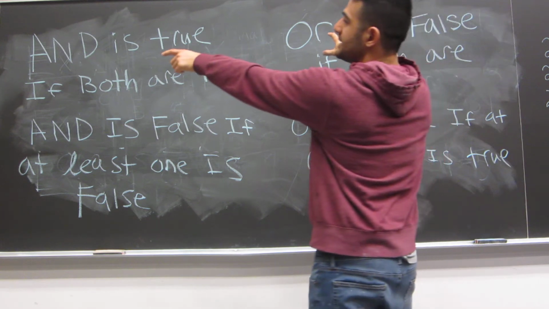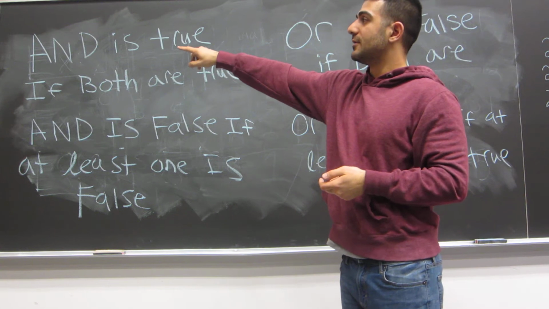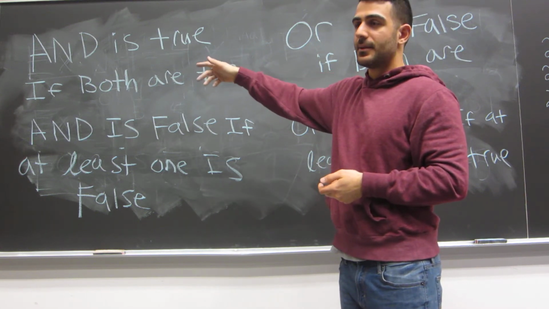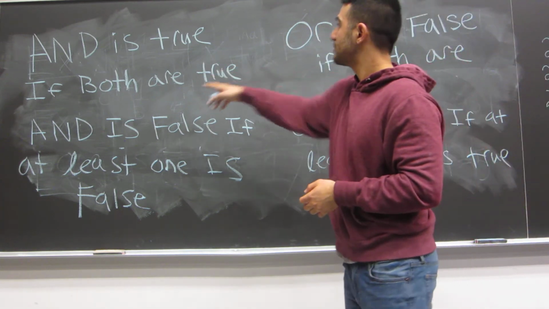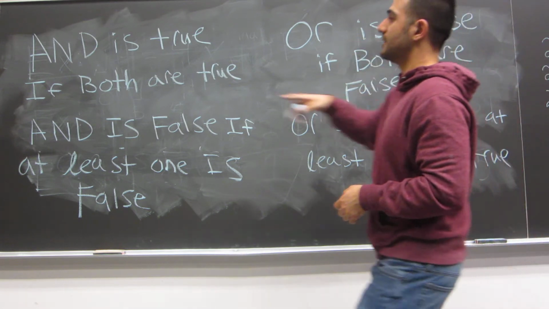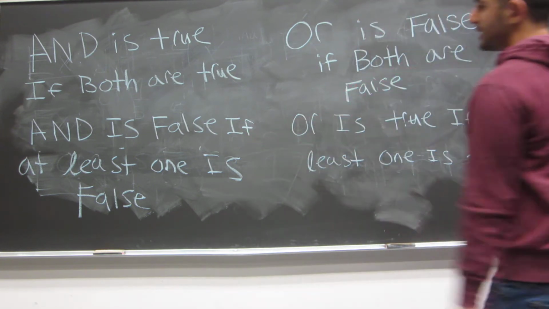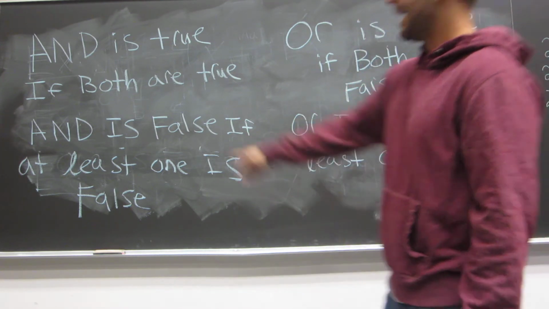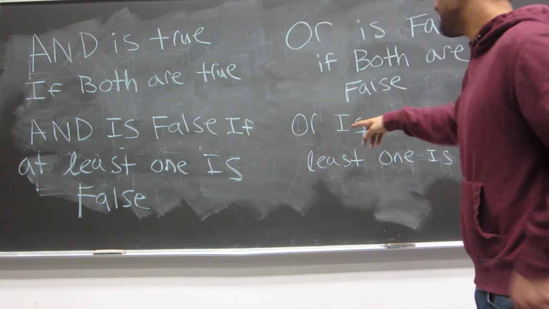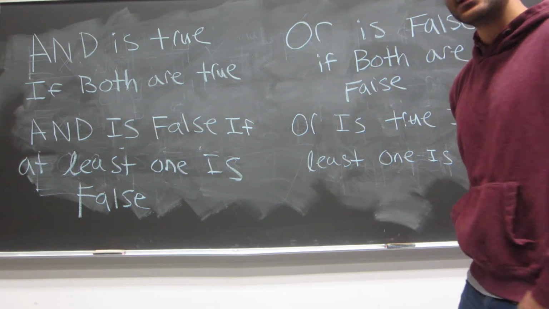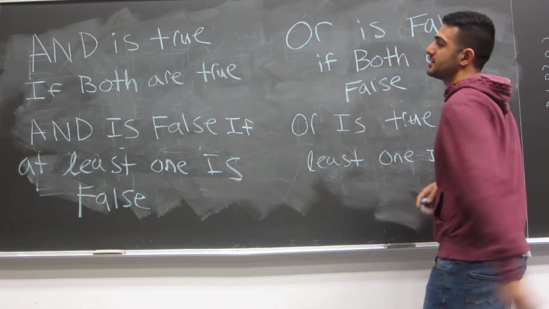So it's almost like you replace the AND with an OR and you switch true and false. Both have to be true, then AND is true. Both have to be false, then OR is false. And similarly, you can look at the OR and AND statements at the bottom. An AND statement is false if at least one is false. But an OR statement is true if at least one is true. So you see there's some symmetry here between the AND and the OR statements.